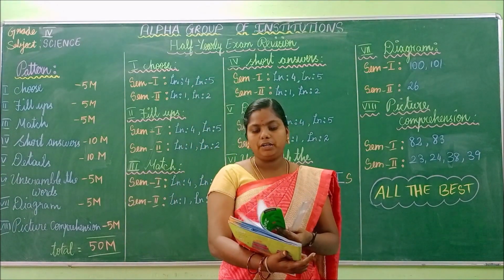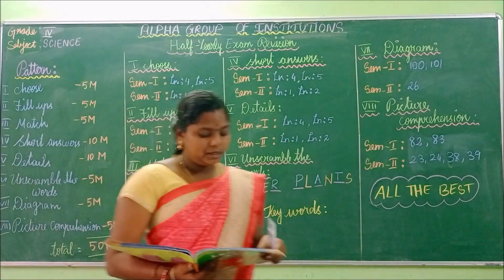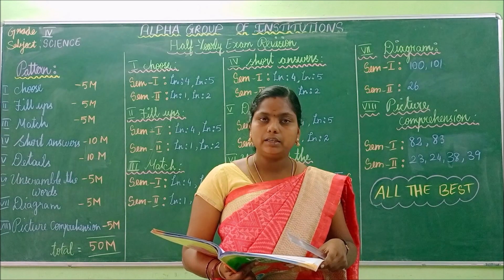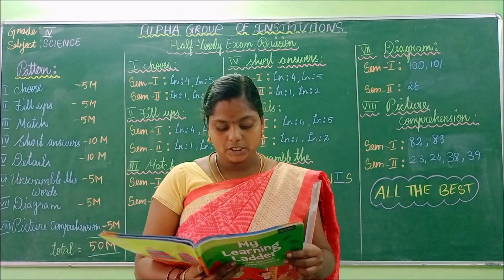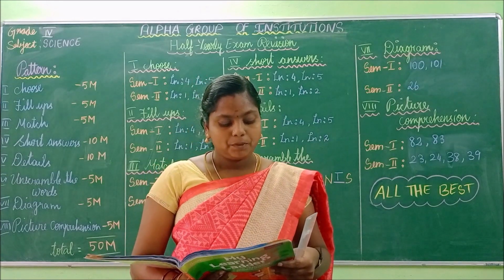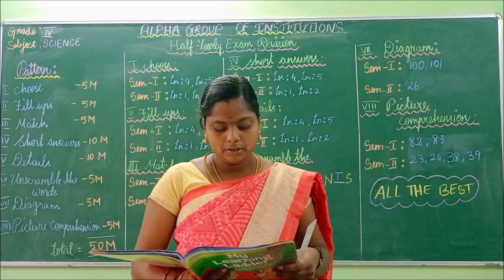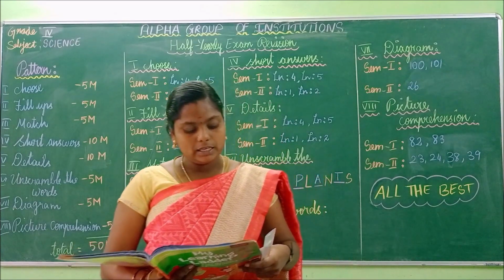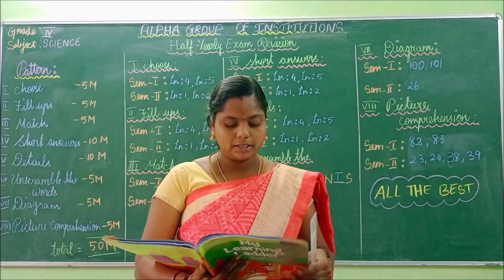So here is the match the following. I will just read the questions first: Periyar Wildlife Sanctuary, Kanha National Park, Jim Corbett National Park, Gir National Park and Kaziranga National Park. The options are Assam, Gujarat, Madhya Pradesh, Kerala and Uttarakhand. Periyar Wildlife Sanctuary is located in Kerala. Kanha National Park is in Madhya Pradesh. Jim Corbett National Park is in Uttarakhand. Gir National Park is in Gujarat. And the last one, Kaziranga National Park is in Assam.